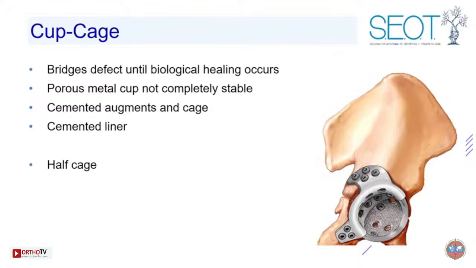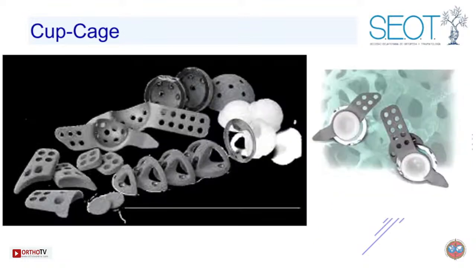Cup cage is another option. That's a new one. It combines the advantage of the porous metal with the initial stability of the cage. So this bridges the defect until biological healing occurs. In the porous metals, if it's not completely stable, we can supplement with a cage and then cement the cage to the cap and to the liner. Or you can use also a half cage.